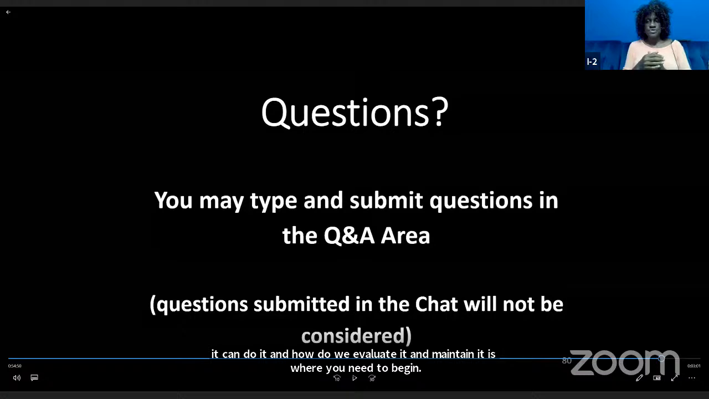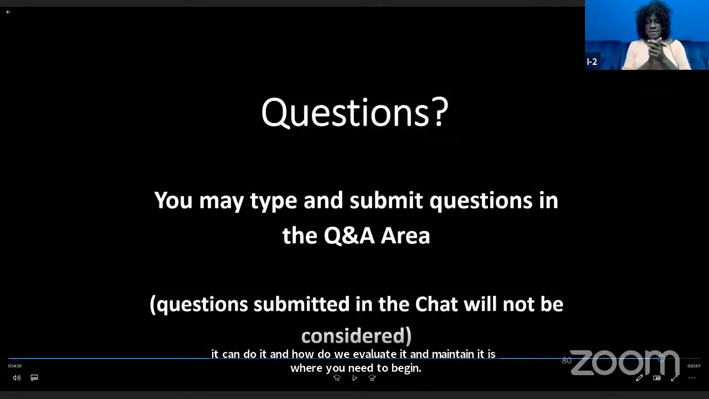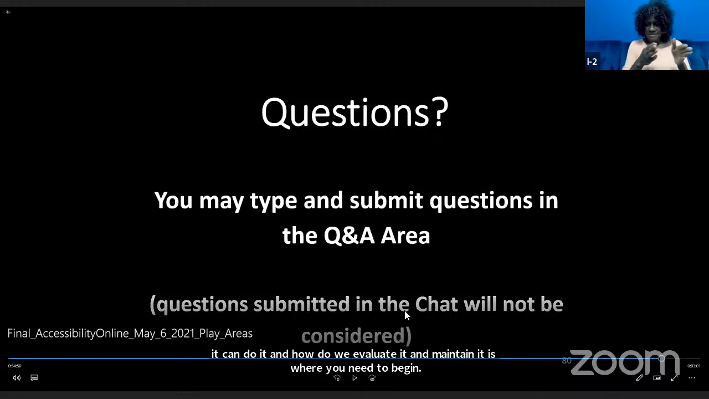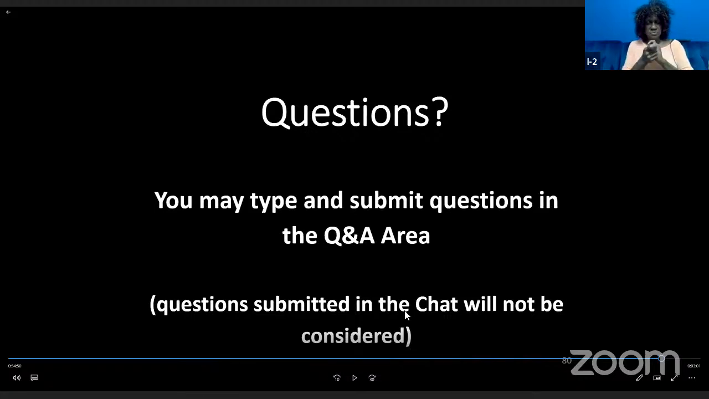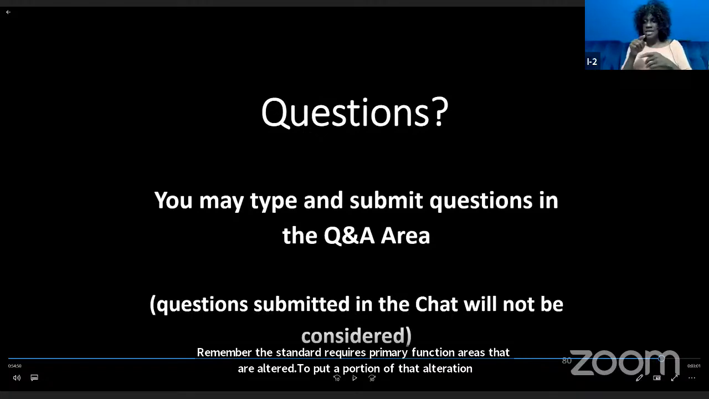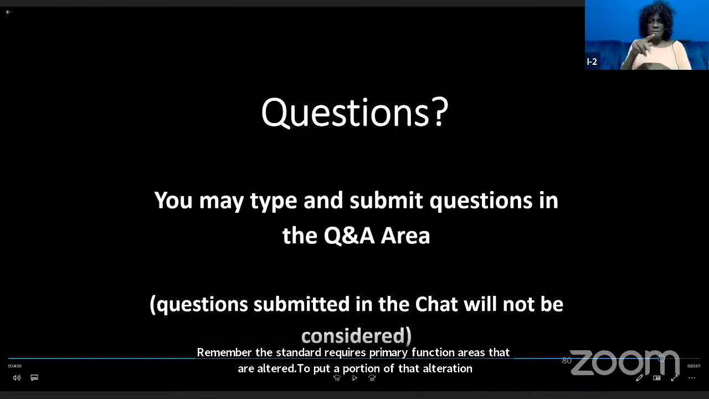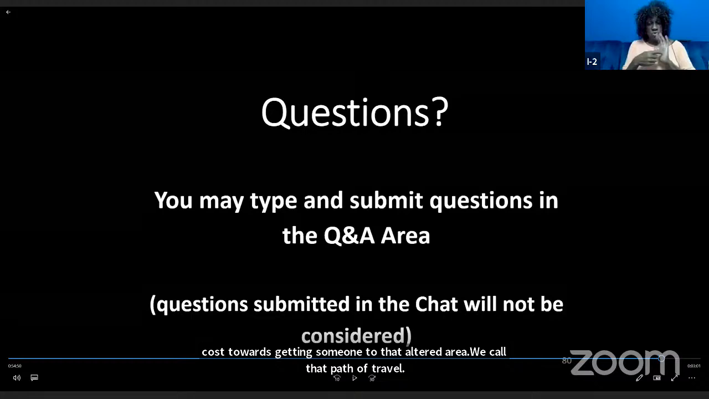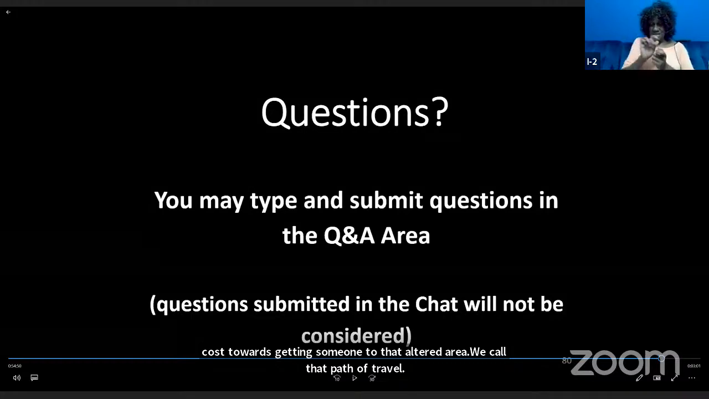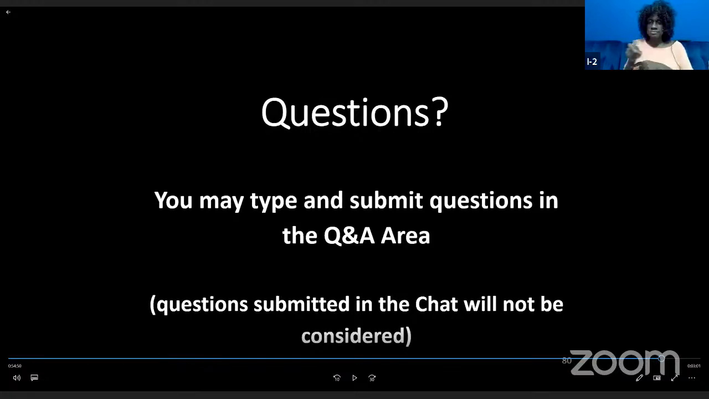Okay, so let's move on to how the path of travel applies to play areas. Remember, the standard requires that primary function areas that are altered put a portion of that alteration cost towards getting someone to that altered area. We call that path of travel. The standard requires 20% of that alteration cost be used to get somebody to that now altered primary function area.